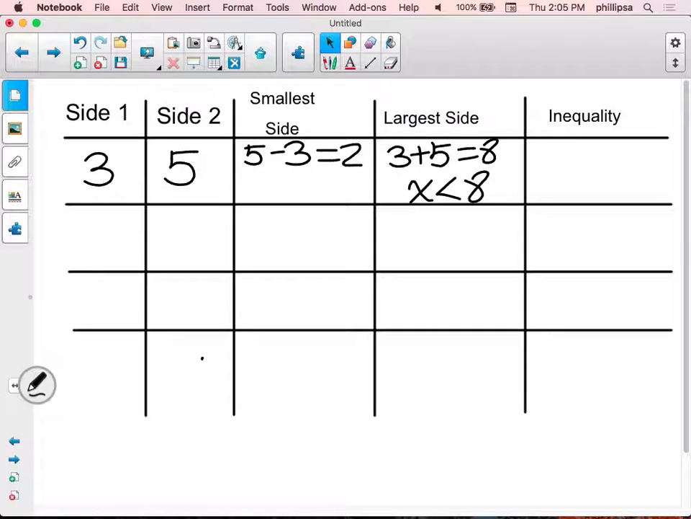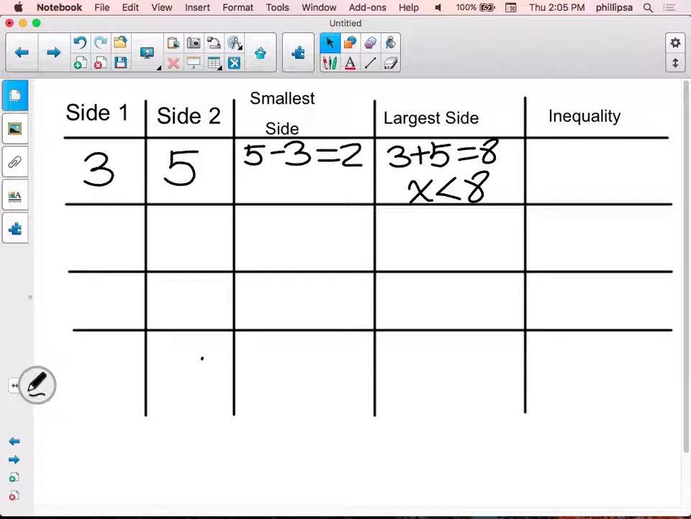Can it be 2? No, because 3 plus 2 equals 5, and it has to be greater than 5. Can it be 3? Yes, right? Because 3 plus 3 is 6, which is greater than 5. So you're good with 3. You're good with 4. 3 plus 4 is 7. 7 is greater than 5, right? Can it be 2.5? 3 plus 2.5 is 5.5. 5.5 is greater than 5. So it works.